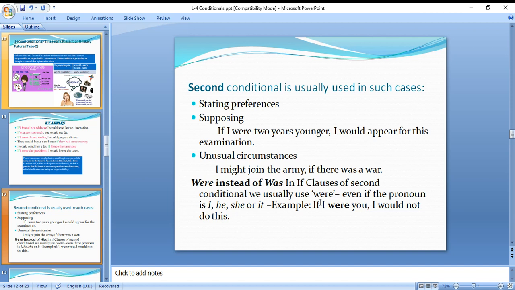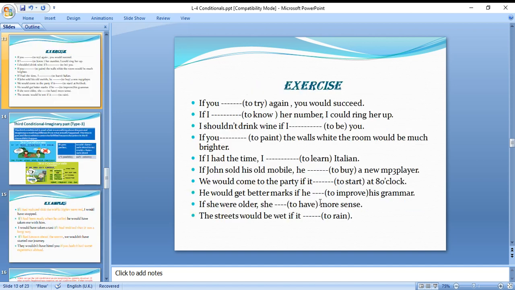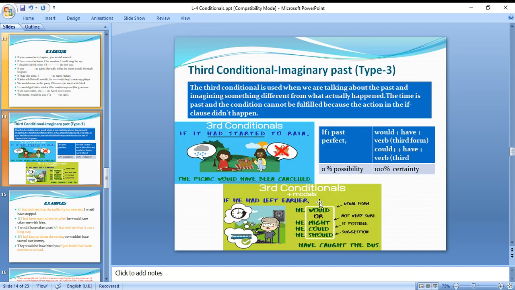Now, were instead of was. In if clauses of the second conditional, we usually use were even if the pronoun is I, he, she, or it. Example, if I were you, I would not do this. Now, this exercise is related to the second condition. I hope now you are able to do this exercise.